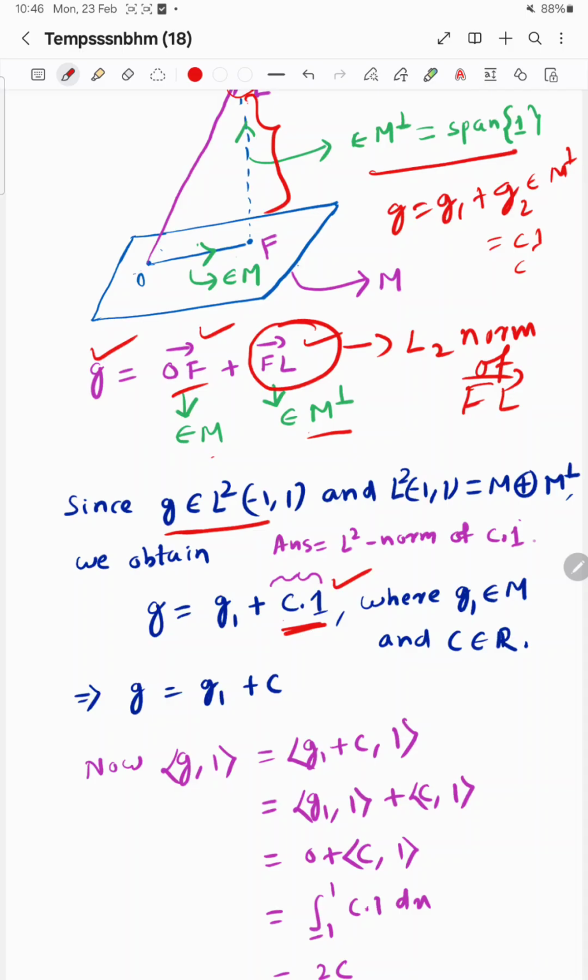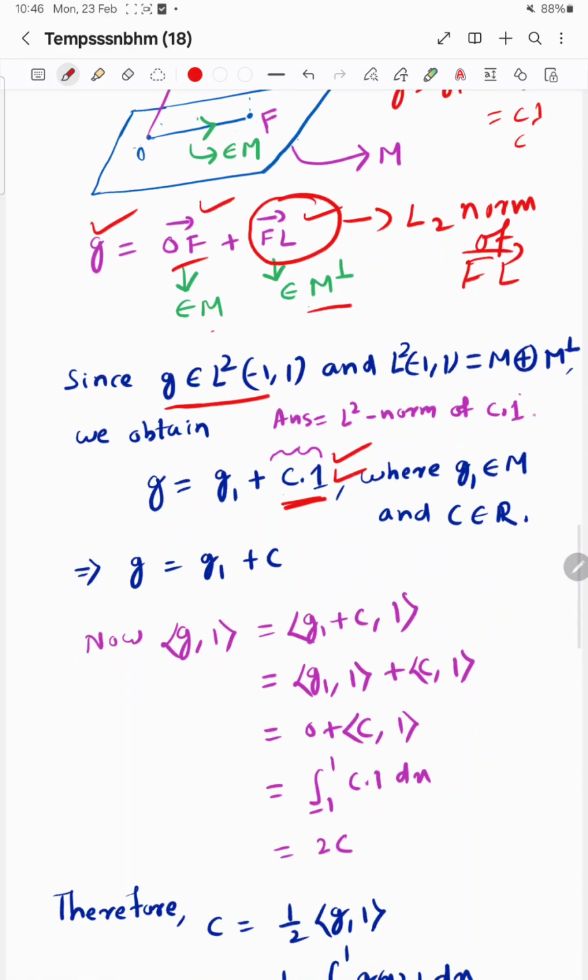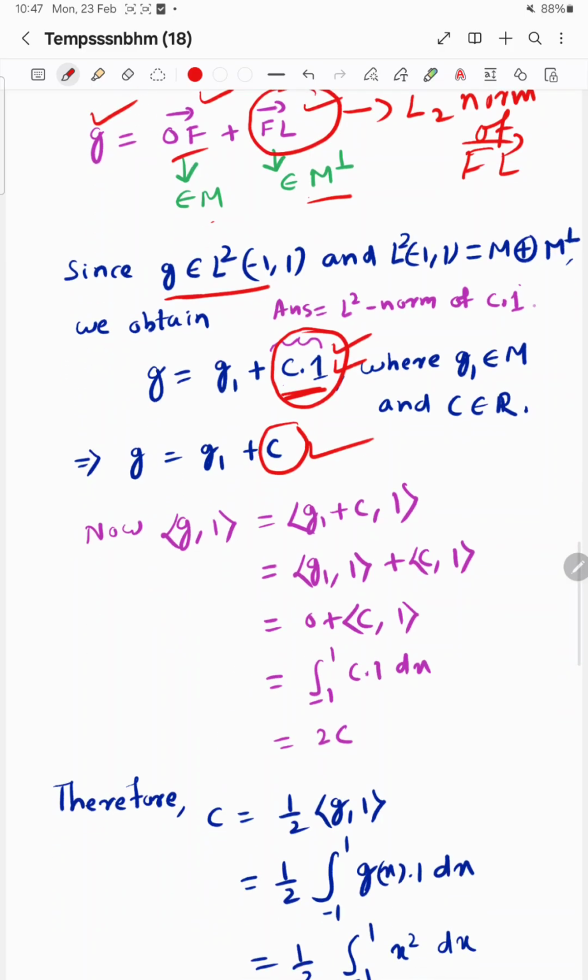Why is C times 1 coming? Because our g2 belongs to M perp, and M perp is the span of 1. So M perp contains the scalar multiples of 1, so it gives this element. Okay, I hope it is clear. So what is our answer? Our answer is the L2 norm of this element, C times 1. The norm of C times 1 is equal to C. So if we calculate the value of C, then we will get our answer. So in our next step, our target is to calculate the value of C.